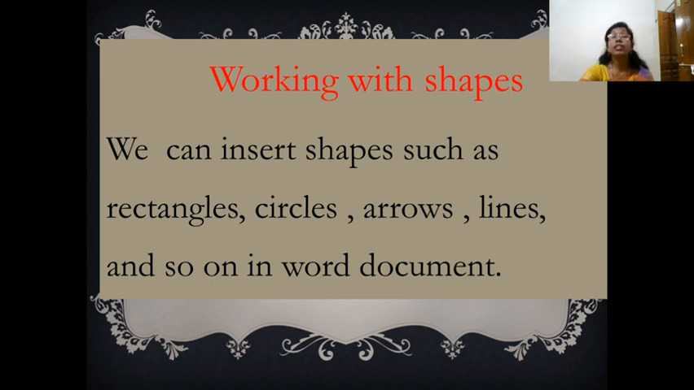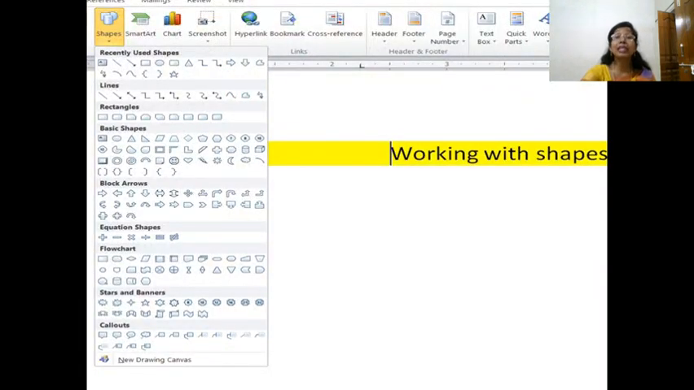We can insert shapes such as rectangles, circles, arrows, lines, callouts and so on in a Word document. To insert the shapes, the steps are: first we will click on the Insert tab. As you click the Insert tab, in the Illustrations group you will click on Shapes. Okay, Insert tab, Illustrations group, you will click on Shapes.